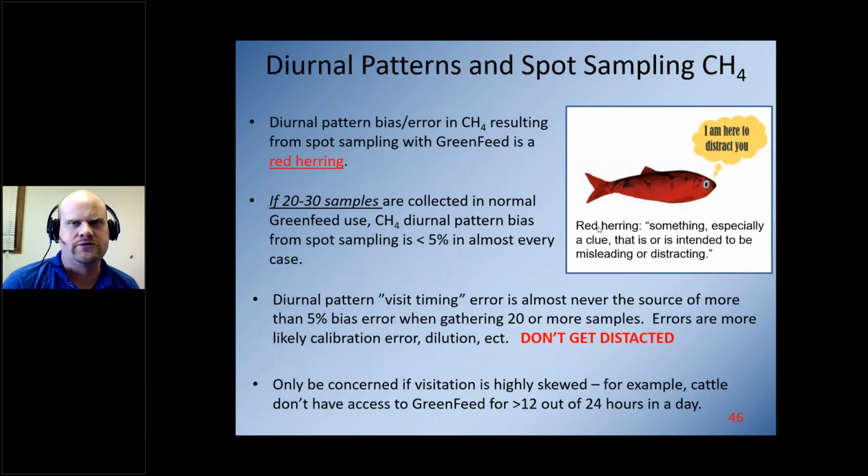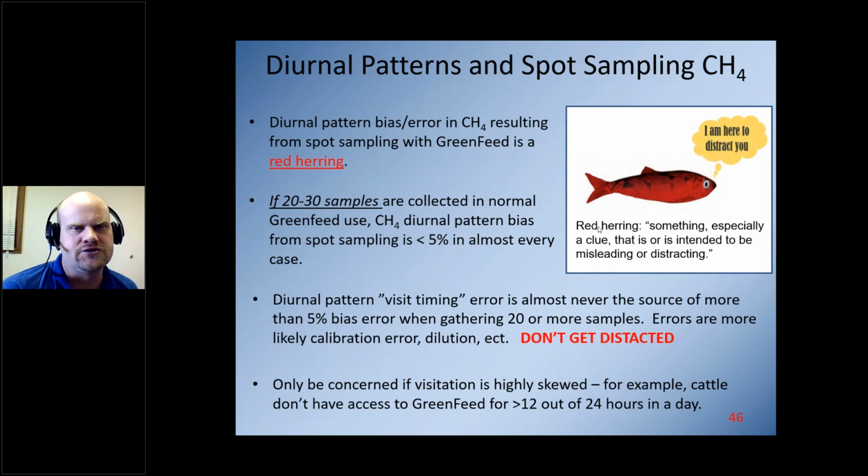My experience with diurnal patterns is it's a question that many people ask. It's a myth that's circulated through the community, but unfortunately, it's a red herring. I don't say this because if GreenFeed actually did produce bias, we could figure out ways to model and adjust for it. I am stating this because it's really distracting scientists from getting to the root cause of why emissions rates are different than what they expected.